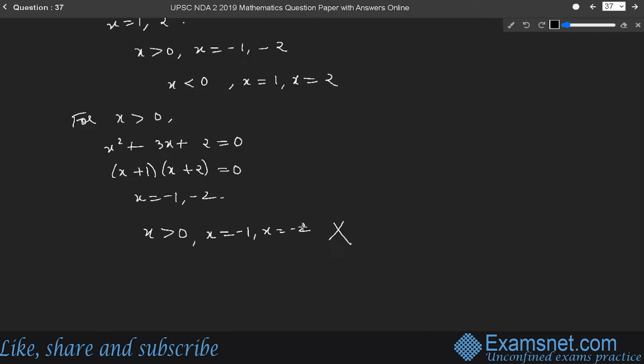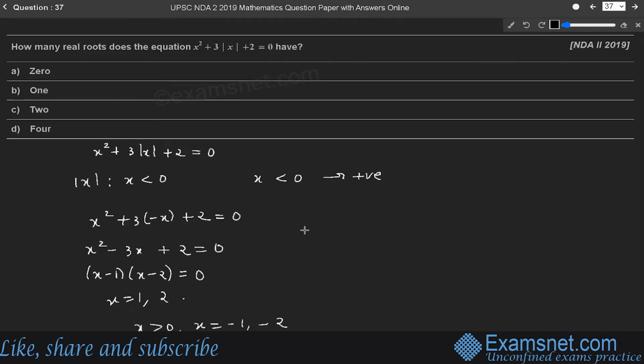Therefore, we can say that there are no such real roots for the given equation. So the correct option here will be 0, which is option number A, because there are no such roots.